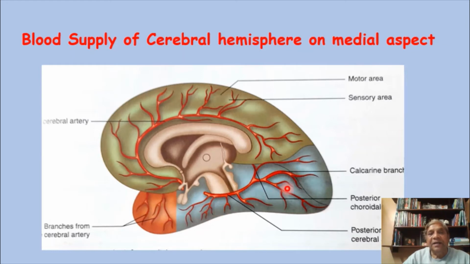And then a large area of the temporal lobe on its inferior surface, partly on the medial aspect, and then the occipital lobe on its medial aspect. These are supplied by the branches from the posterior cerebral artery.